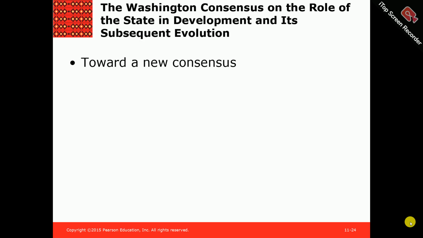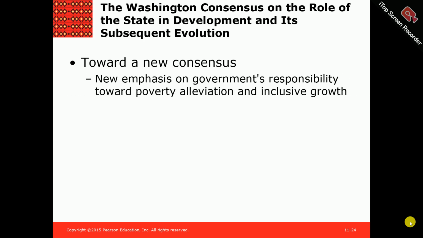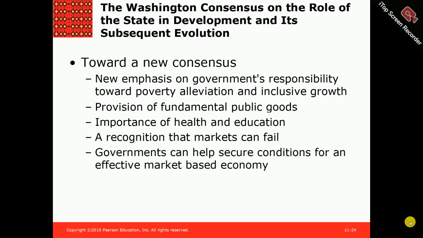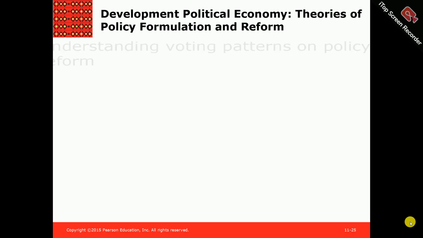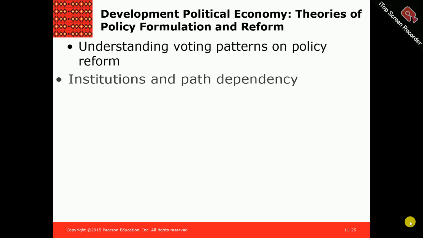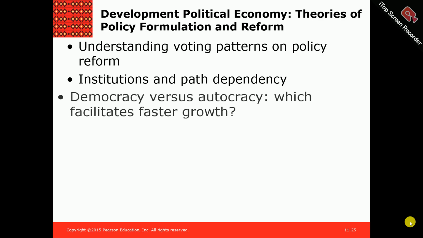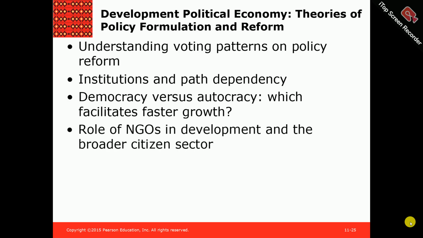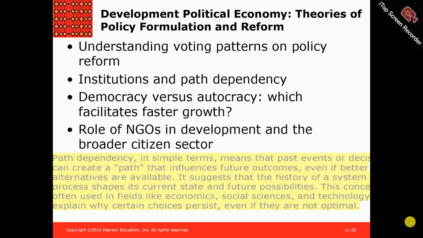Then the Washington Consensus on the role of the state in development and its subsequent evolution. Toward a new consensus: new emphasis on government's responsibility toward poverty alleviation and inclusive growth, provision of fundamental public goods, importance of health and education, a recognition that markets can fail, that governments can help secure conditions for an effective market-based economy, understanding voting patterns on policy reforms, institutions, and path dependency, democracy versus autocracy, which facilitates faster growth, and the role of NGOs in development and the broader citizen sector.